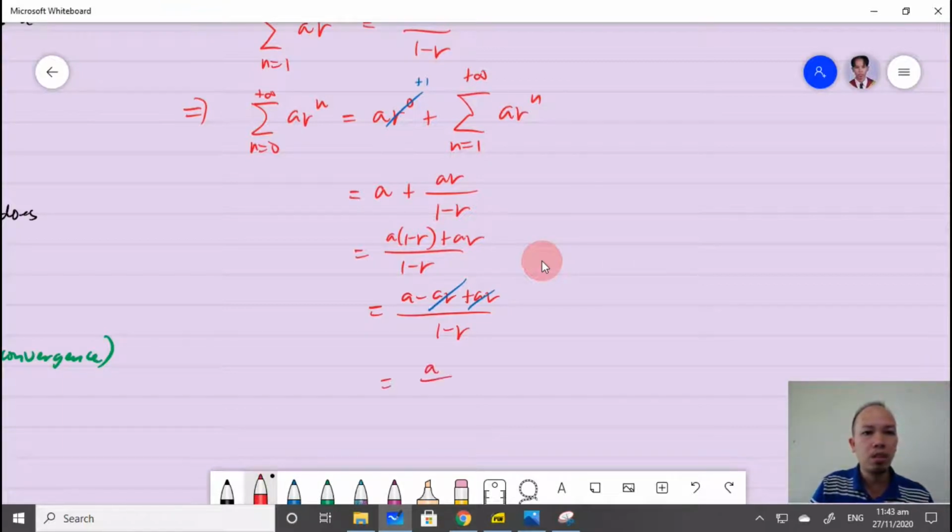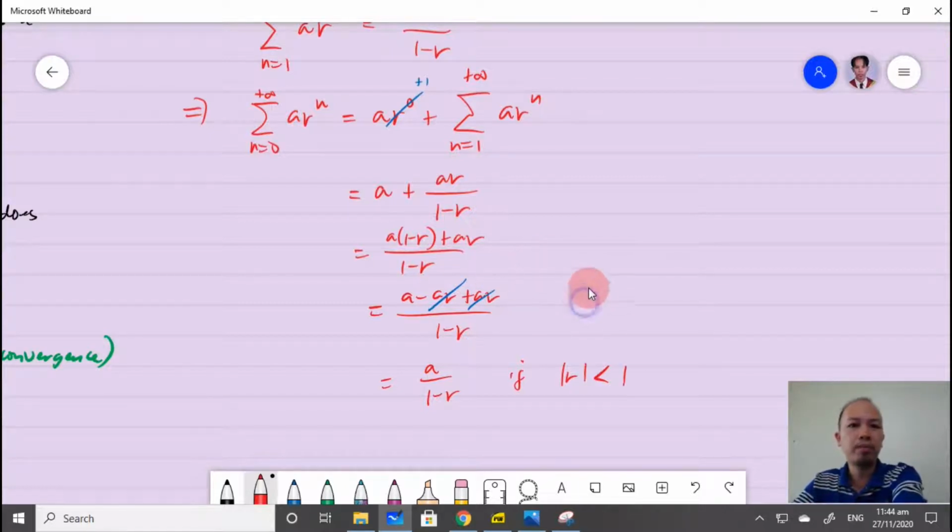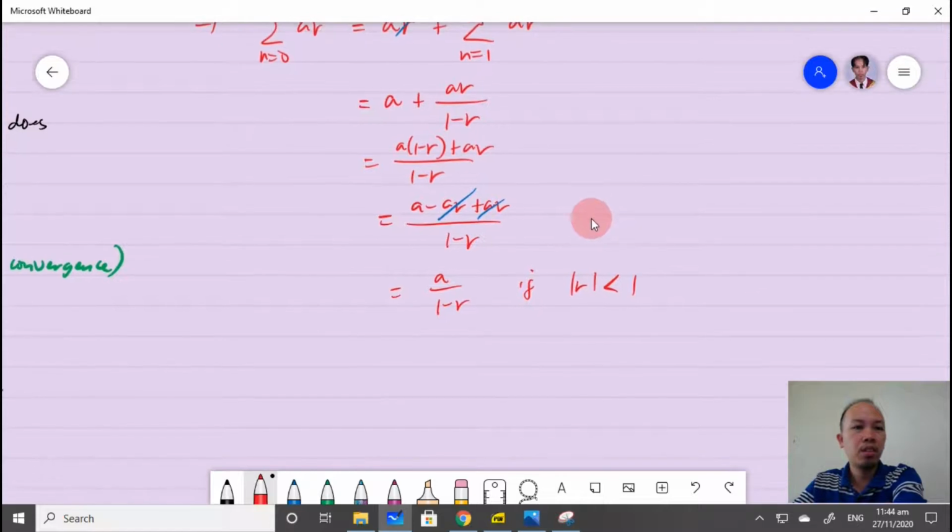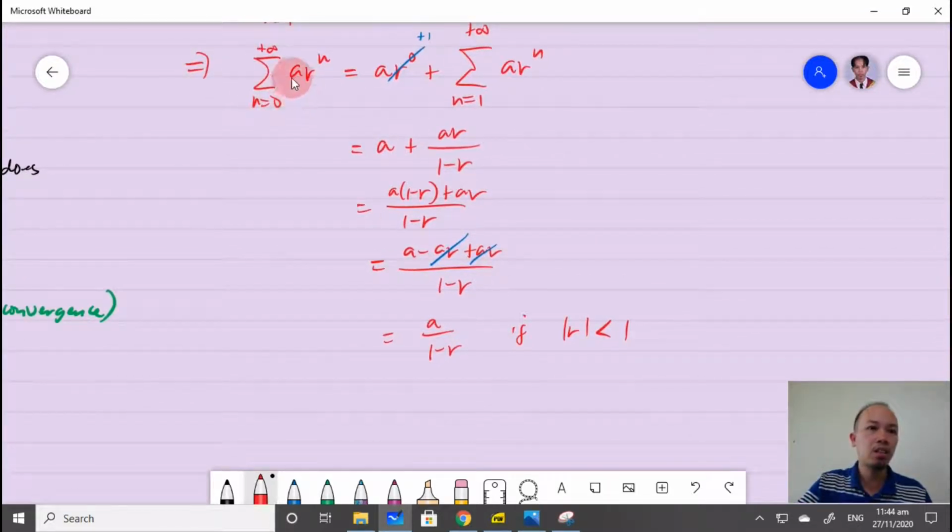Notice that the formula is the same as that of the series where n starts from 1. So we derive that this geometric series has a sum equal to a over 1 minus r, for absolute value of r less than 1.